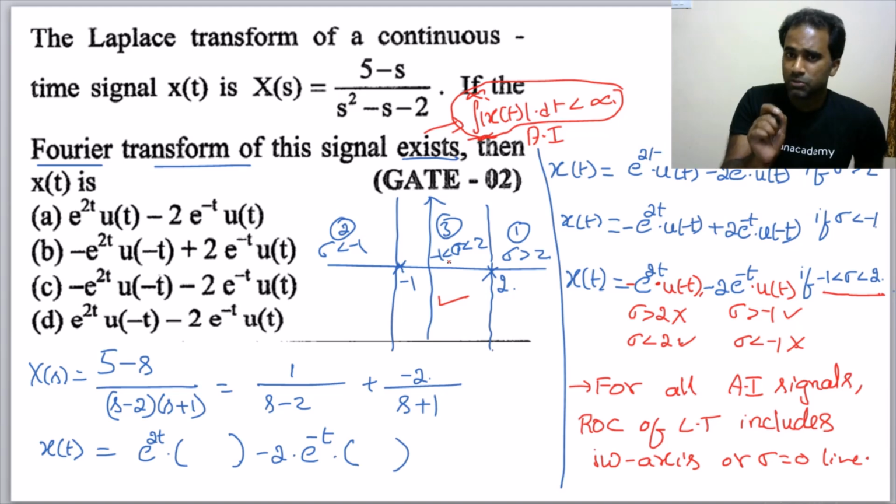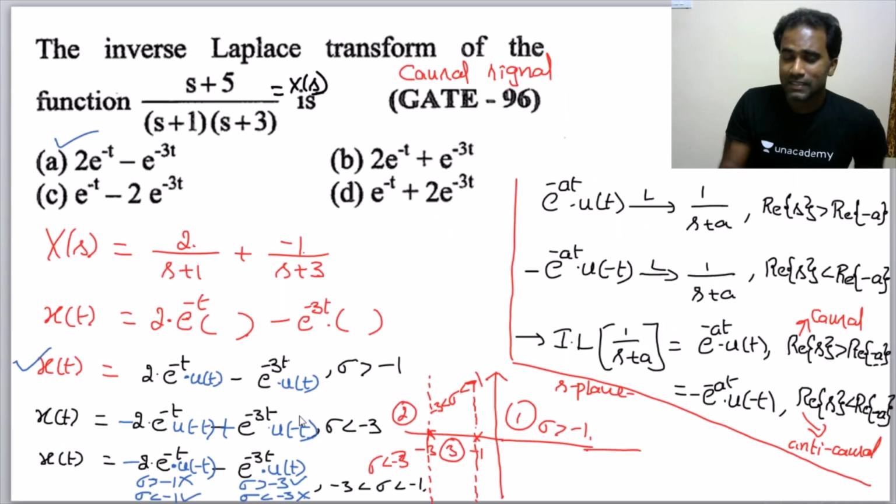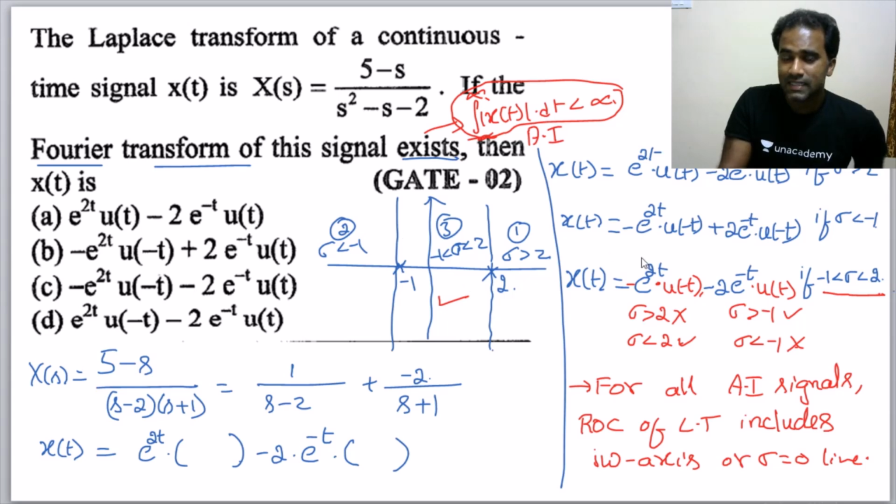They'll give us information only about one of the ROCs. We have to figure out that one ROC. Once we figure out that ROC, we know how to find the inverse Laplace transform for all possible ROCs. As I've discussed in the previous problem and the present problem, you can find the inverse Laplace transform for all possible ROCs. But from the given information, we have to figure out what ROC they are talking about. In this case, they are talking about minus 1 less than sigma less than 2 ROC, which means third case.